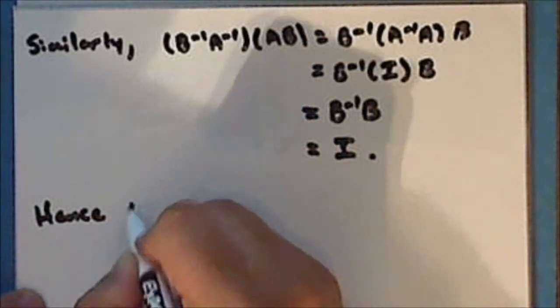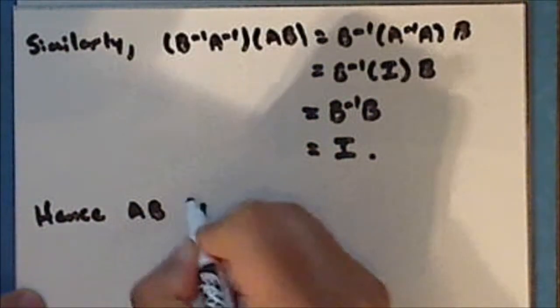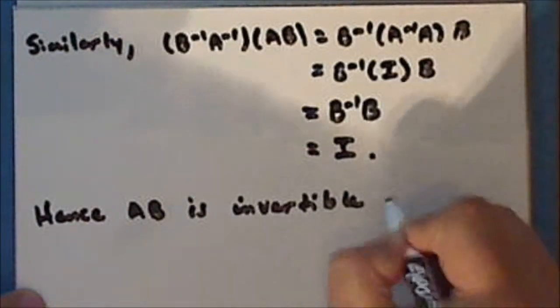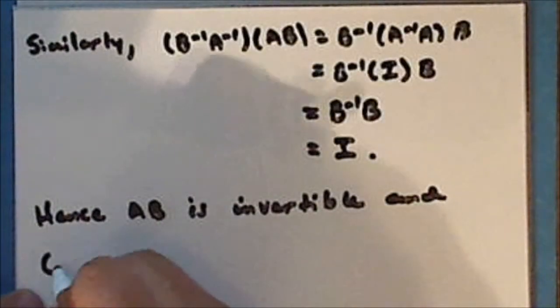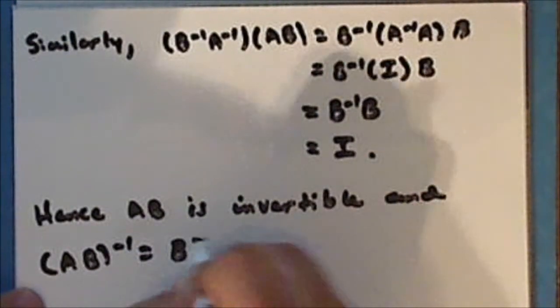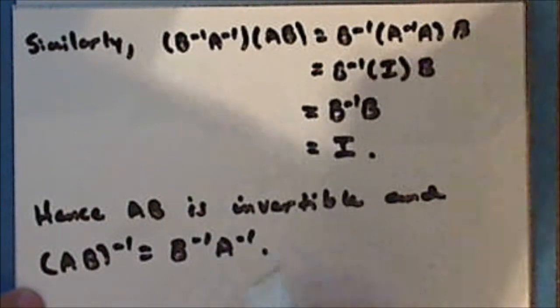And hence the product A times B is invertible, and the inverse of the product is the product of the inverses in reverse order.